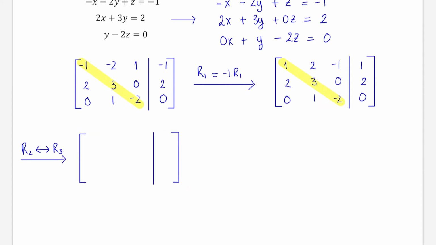Row 1 stays the same. 1, 2, negative 1, 1. Now row 3 will become row 2. So 0, 1, negative 2, 0. And row 2 will become row 3: 2, 3, 0, 2.